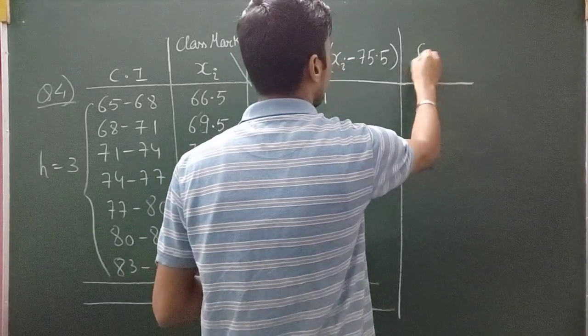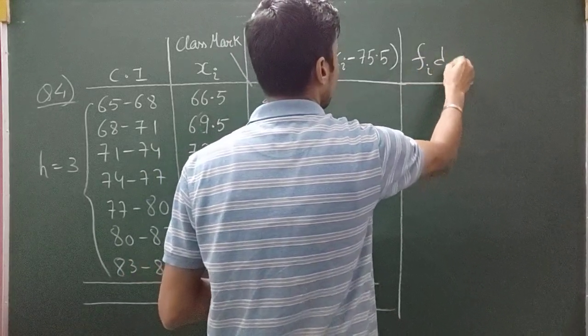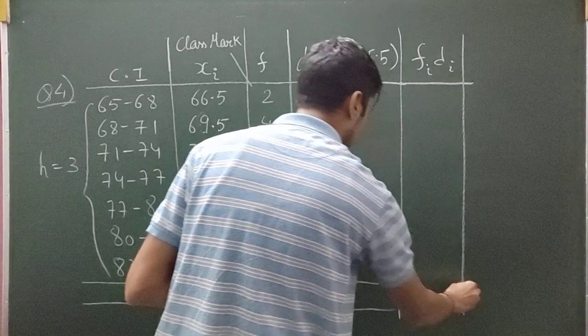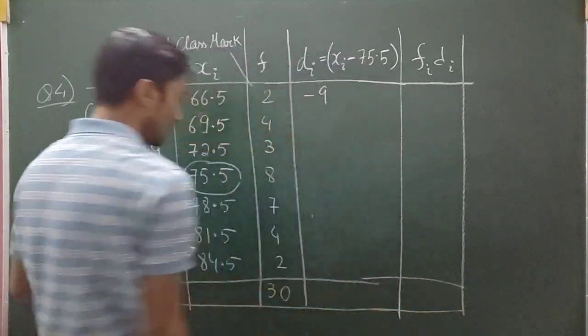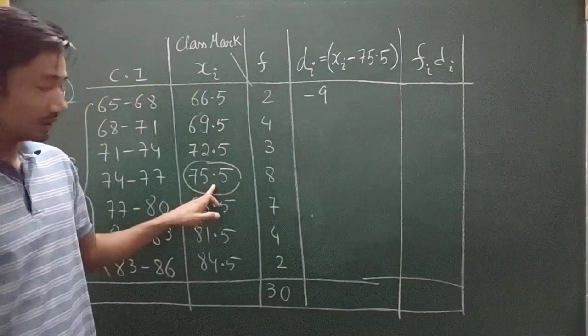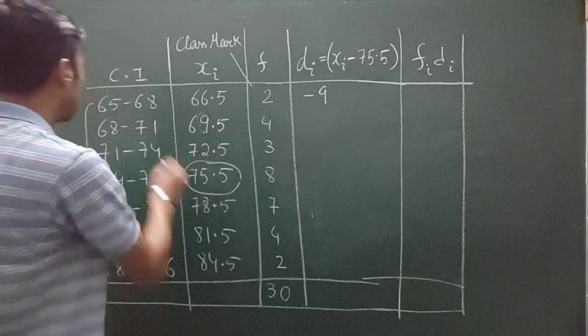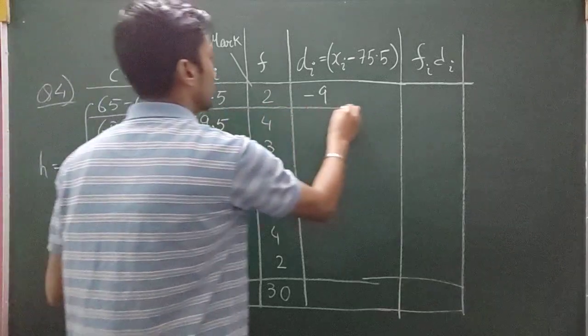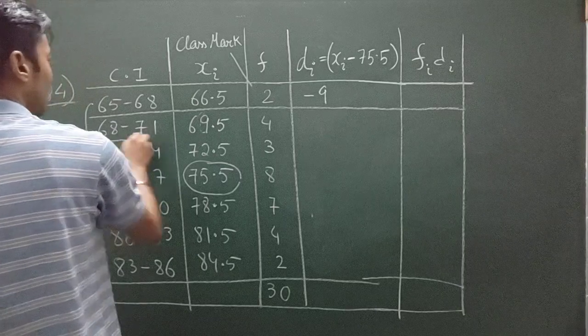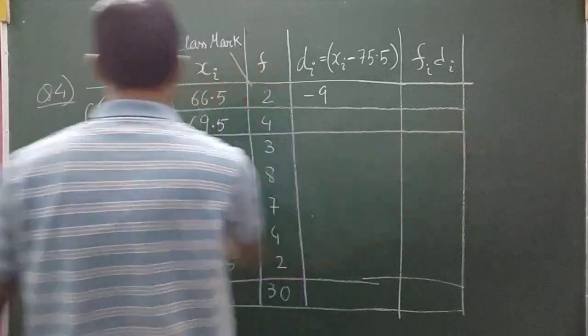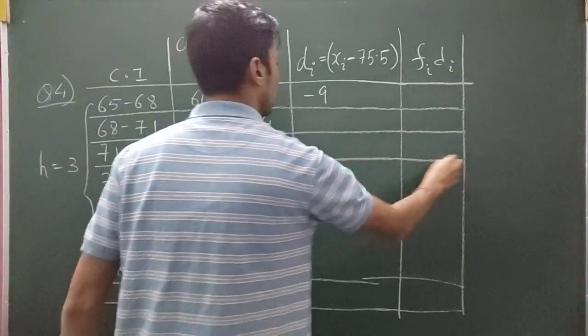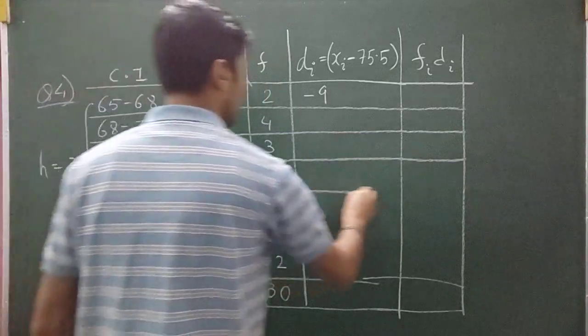Next of course I'll be multiplying f into d. That's also not a big problem. Now look here, 75.5 assumed mean. What you will do is, let me just put it like this, so that there is no confusion about which column is where, which row is where.